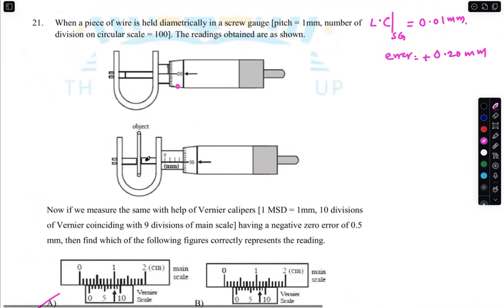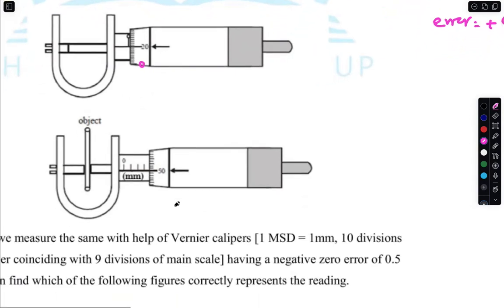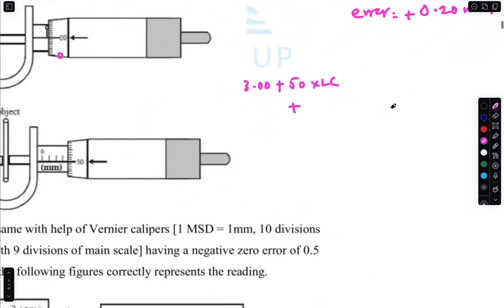If we measure the same with the help of an antenna, but first confirm the screw gauge reading. Pitch is 1 mm, so 0, 1, 2, 3: 3 mm plus 50 into least count plus correction. Correction is minus 20 into least count. So overall that reading is 3.30 mm or 0.33 centimeters.